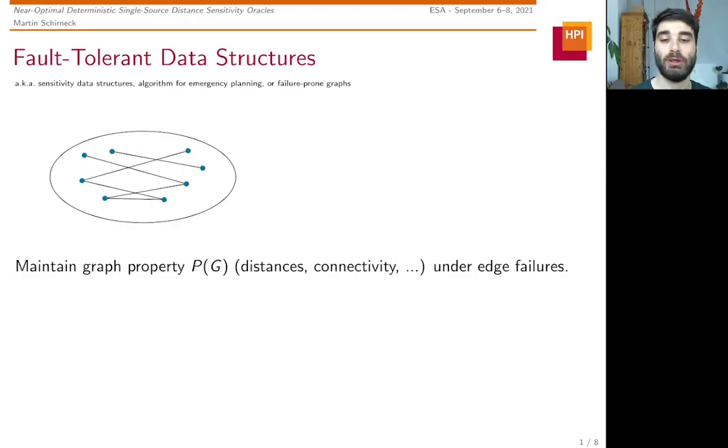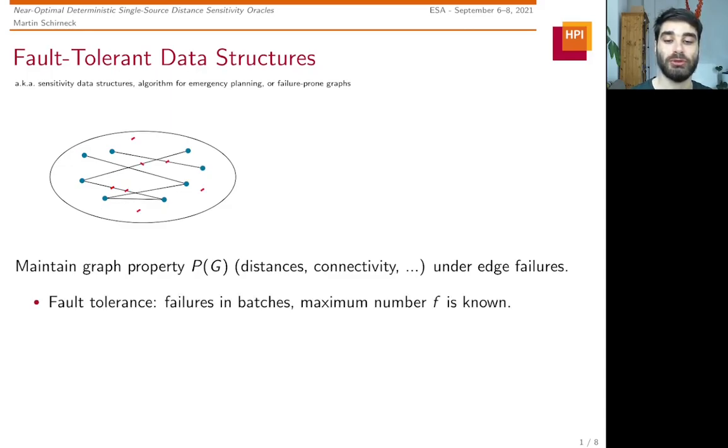In this example, we have the shortest path between certain pairs of vertices, and it might be that if an edge fails in the graph, the distance between some of these vertices increases. And we want to prepare for that. Specific to fault tolerance is that we know the maximum number of failures in advance.